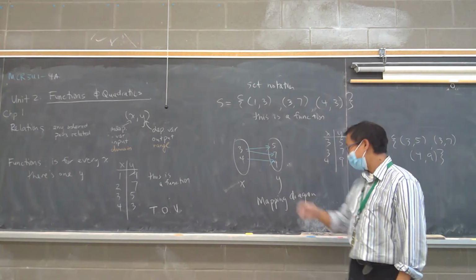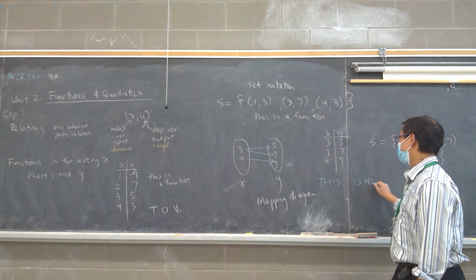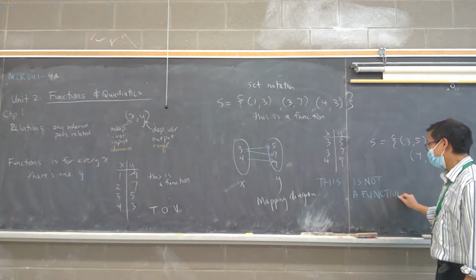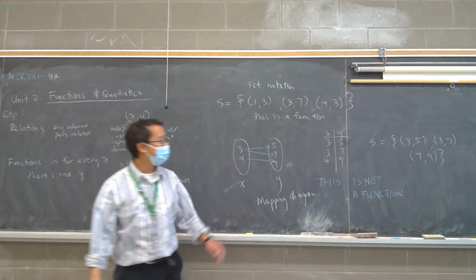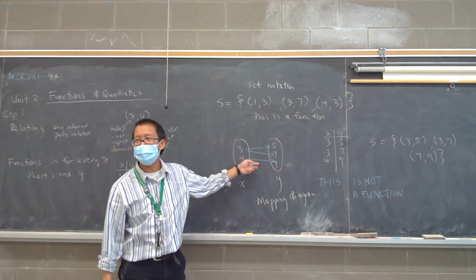And the reason why this is not a function, let's remember this is not a function, is because of the golden rule: for every x there's only one y. In this example, notice this 3 outputs 2 possible answers.